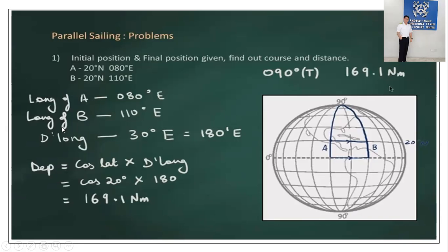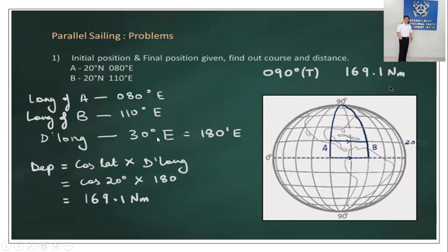Different longitude, you subtract. Longitude A is 080 and you are going eastbound. That's why the sign is east. If you see on the diagram, this is the point A, this is the 080 degrees longitude. And with the 090 degrees true steered course, it will go here. Meaning this is 110 degrees east. You just subtract, it will become 30 degrees east.